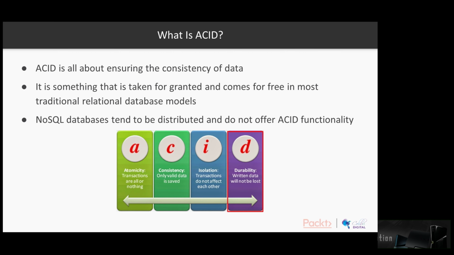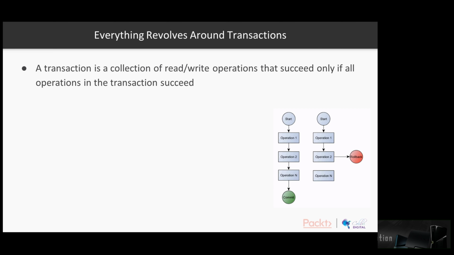And the last thing is durability. So what that means is once data is written, it will not be lost. So as soon as the database has acknowledged the write operation, it's safely and persistently stored. So with ACID, really everything revolves around transactions. So a transaction is a collection of read or write operations that succeed only if all other operations in the transaction succeed.